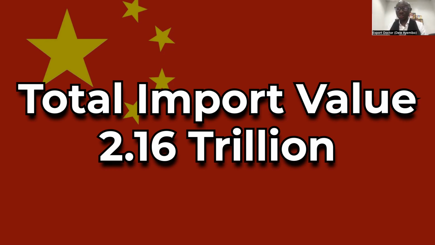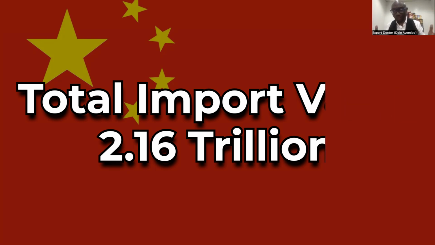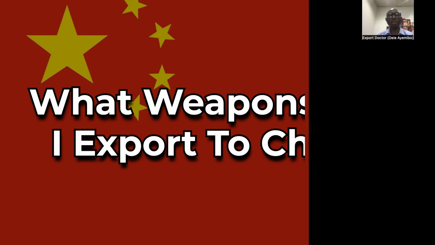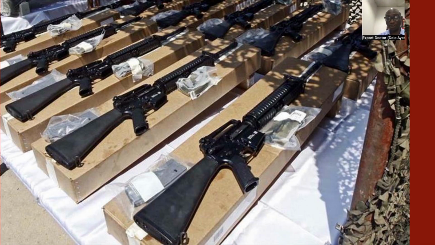Global trade is just about $24 to $25 trillion, and China alone is taking up over $2 trillion. That tells you the level of dependence of the global economy on China. So let's go. Next on my list is weapons.